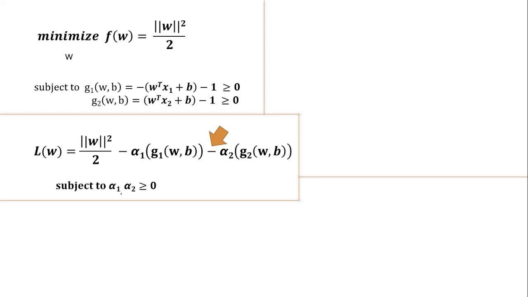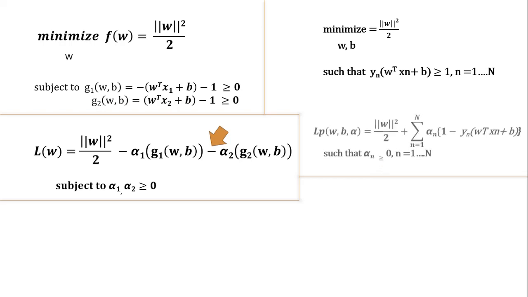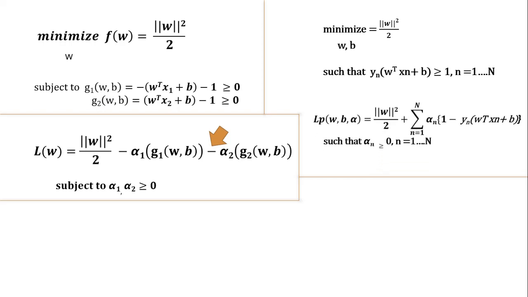Now let's say we have n number of constraints with us. So we will rewrite our objective function as shown on the screen, where we have our original objective function and then we add all of these constraints using the Lagrange multiplier. So this is the final objective function.